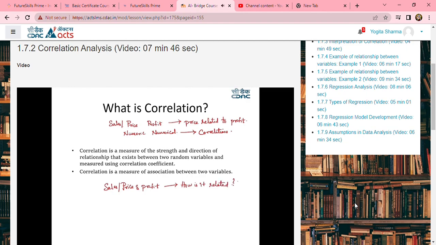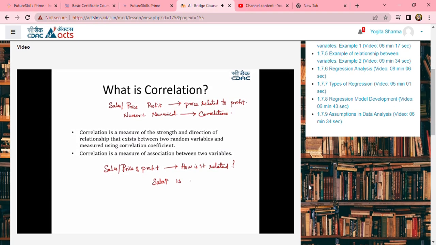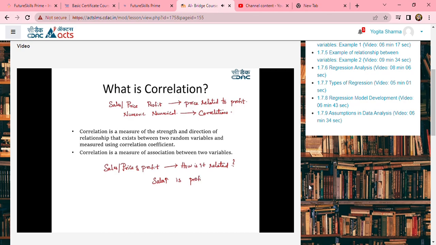The moment I ask a question like how is it related, my question is: if the sales increase, is profit going to increase? Or vice versa: if this is increasing, is this decreasing? It can also be that as the sales increase, the price decreases, or as the profit increases, the sales decrease. Whatever it might be, I want to find out: are they related to each other? If they are related, what is the direction in which they are moving? Are they related in an upward direction?